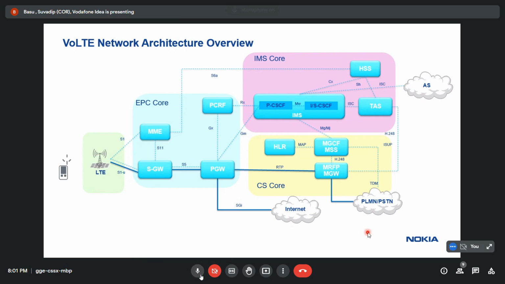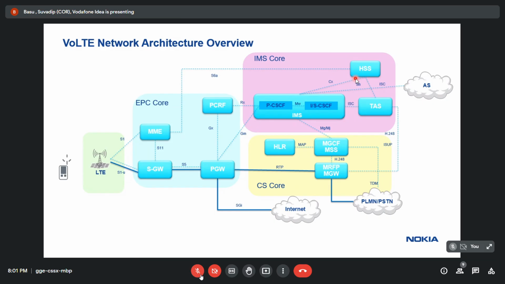Clear, team? Okay. Now, this is a very important interface here, the MME connecting to the HSS. The HSS is the equivalent of the HLR in the 4G domain, and this interface is called the S6A interface. Now, why do you think the MME needs to connect to the HSS?